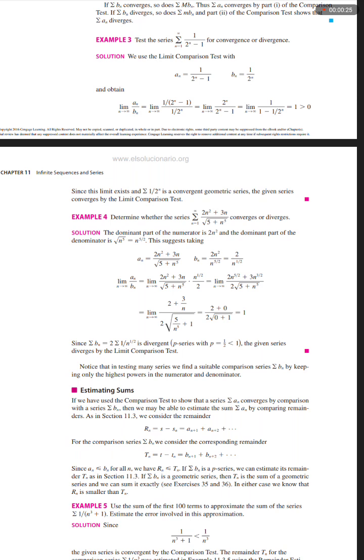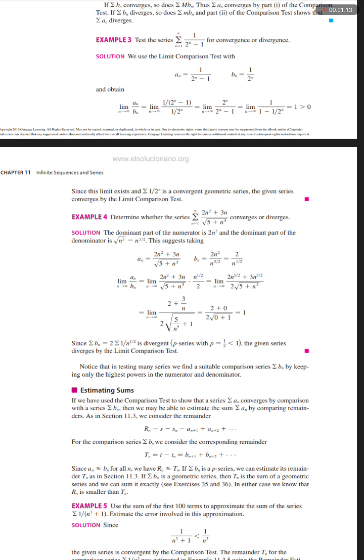To obtain the limit as n approaches infinity of a sub n over b sub n equals the limit as n approaches infinity of 1 over open 2 to the power n minus 1 close over 1 over 2 to the power n equals the limit as n approaches infinity of 2 to the power n over 2 to the power n minus 1 equals the limit as n approaches infinity of 1 over 1 minus 1 half, over 1 minus 1 over 2 to the power n equals 1 is greater than 0.